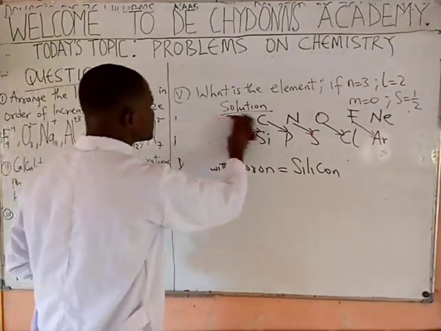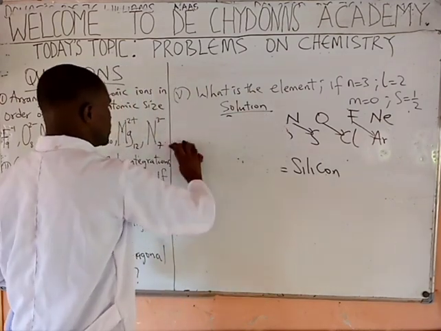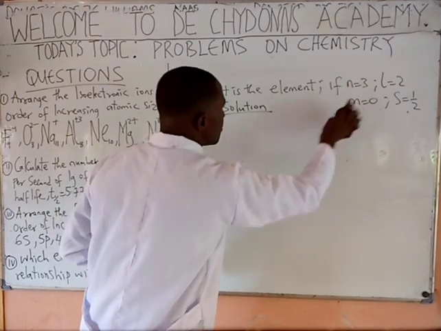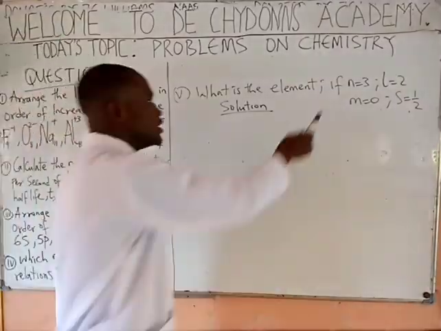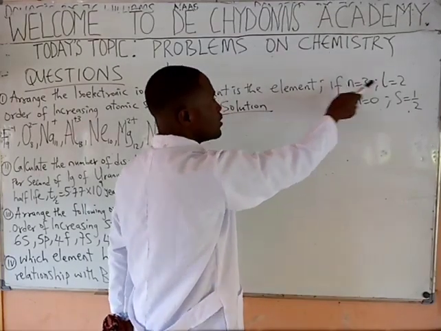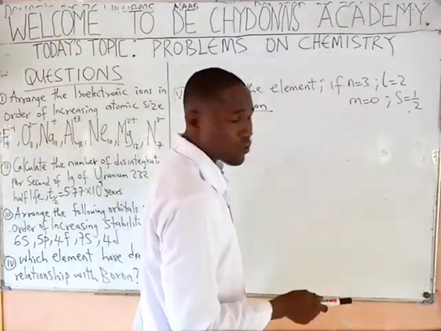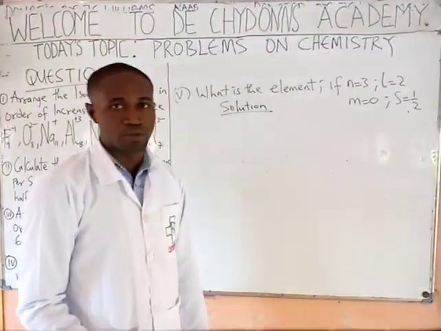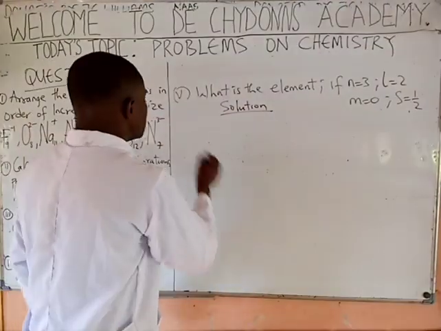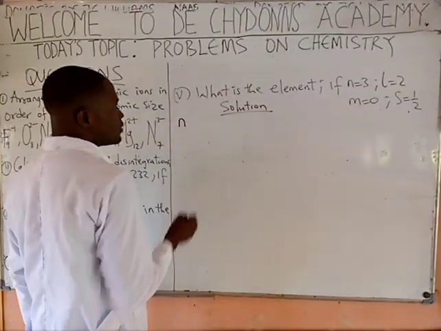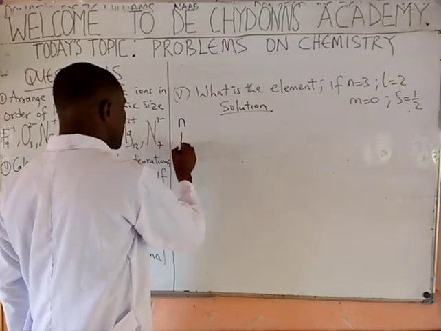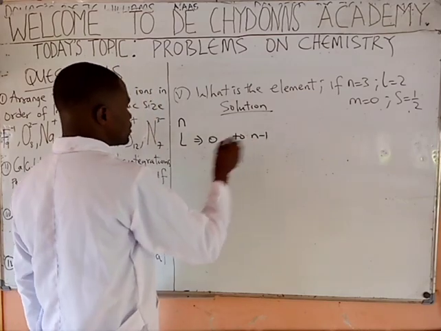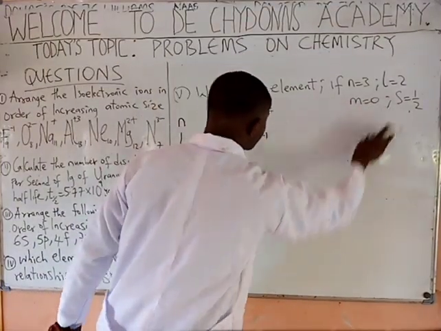The last question says, what is the element if n equals 3 and l equals 2, m equals 0, s equals 1 over 2? Here n is the principal quantum number, l is the azimuthal or subsidiary quantum number, m is the magnetic quantum number, and s is the spin quantum number. Now, the principal quantum number is noted with n, the azimuthal quantum number, l, is noted from 0 to n minus 1, then this is the magnetic quantum number and this is the spin quantum number.